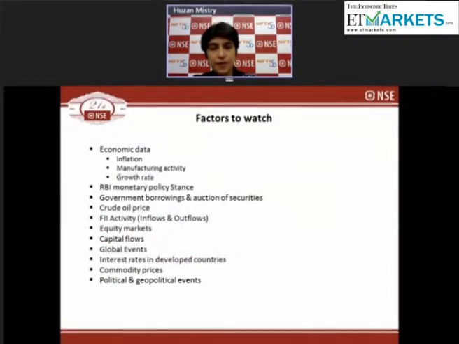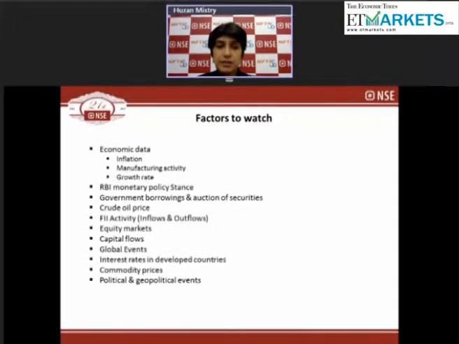What factors affect how interest rates or how bonds move? Data released on inflation, manufacturing activity, how GDP is moving, your growth rate in the economy, therefore your RBI monetary policy stance, whether it is accommodative, bearish or bullish. Government borrowing, so your fiscal deficit obviously has a huge impact, so people are looking forward to what is potentially the fiscal deficit number that the budget will throw out.